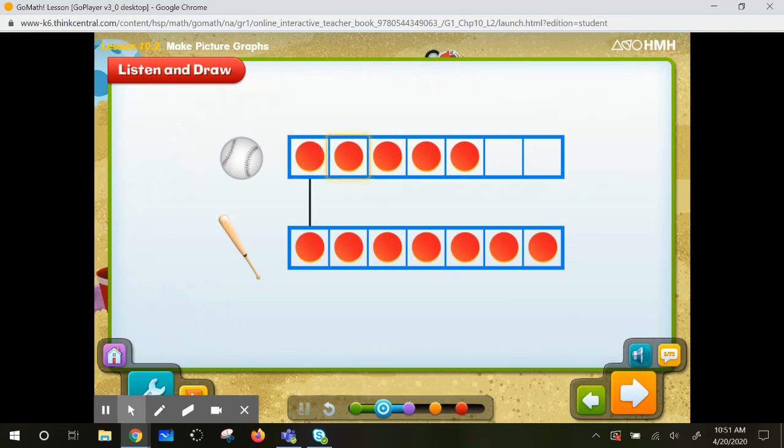1, 2, 3, 4, 5. There are no more matches. Which group looks like it has more, the baseballs or the bats? The bat group has more. How do you know? You drew a line from each baseball to a bat. Each baseball was matched to a bat, and there were leftover bats. 7 is greater than 5, so Aesop has more bats than baseballs.